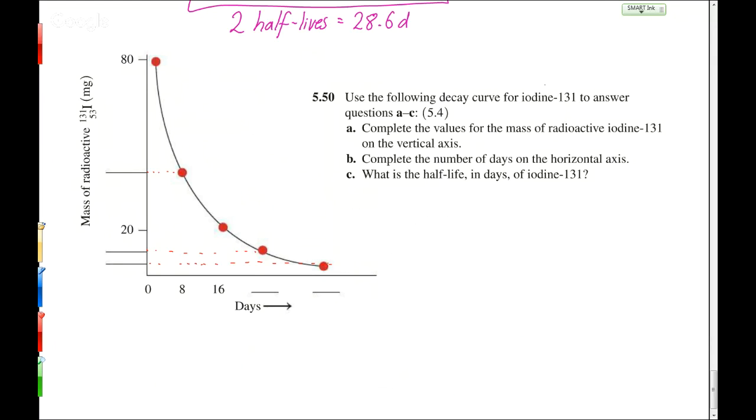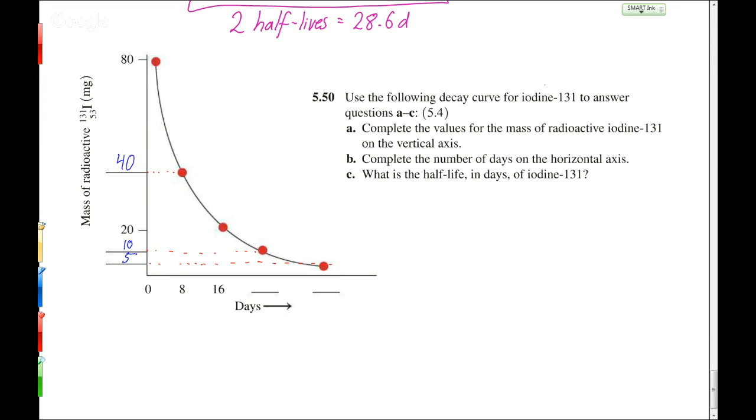So if you start at 80, and then you get somewhere, and then you get to 20, in between that must be 40. Because you cut 80 in half, you get 40. You cut 40 in half, you get 20. And so then what should we put for those other two? Yeah, 10 and 5, because we're cutting it in half again and then cutting it in half again.